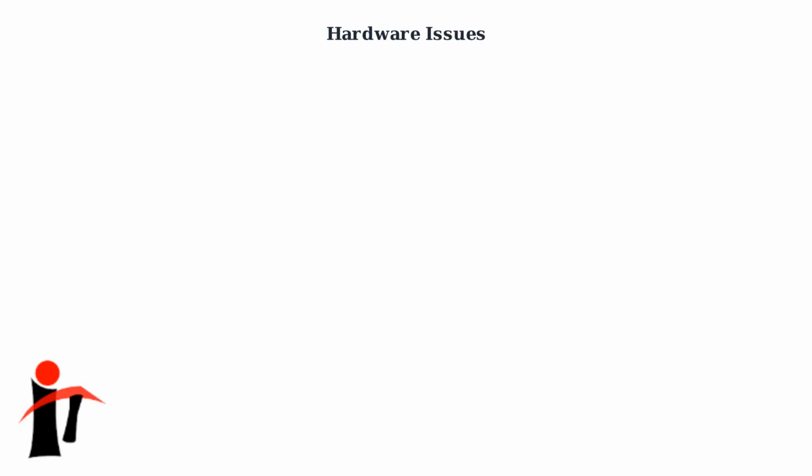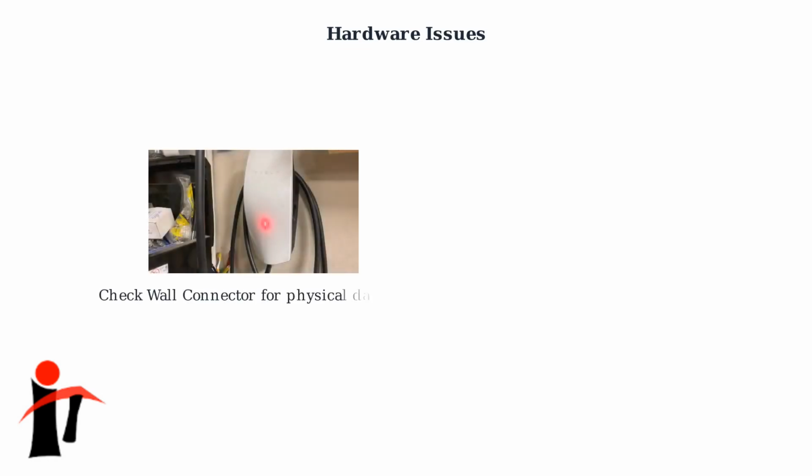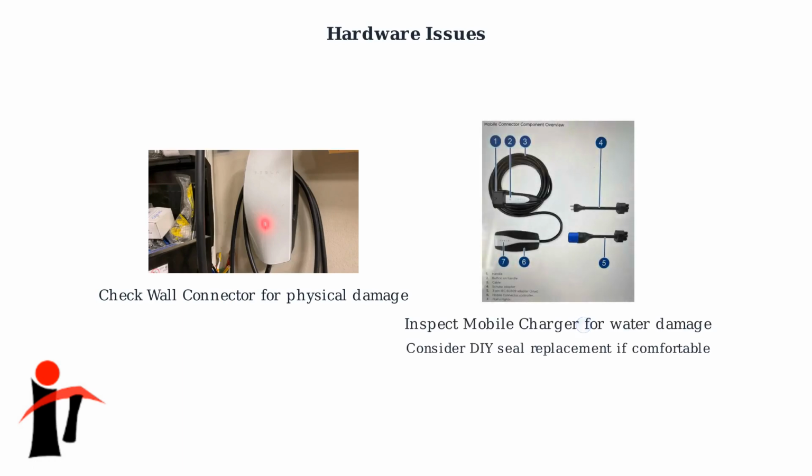If basic troubleshooting doesn't resolve the communication error, the issue may involve hardware or software problems. For hardware issues, first check the wall connector for physical damage, such as faulty wiring or damaged connectors. For the mobile charger, inspect for water damage, which can disrupt the connection. If water ingress is suspected, consider a DIY seal replacement if you're comfortable doing so. Otherwise, contact Tesla Service for professional assistance with hardware repairs.